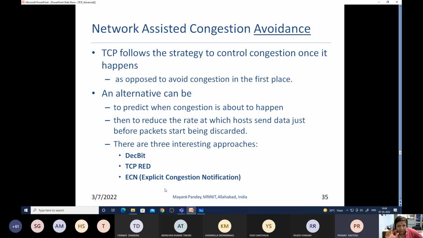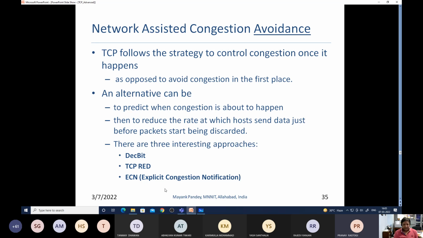TCP follows the strategy to control congestion once it happens. That is a reactive approach, as opposed to avoiding congestion in the first place. It would be better if you could predict that congestion is about to happen, and then before dropping the packet, somehow inform the sender to reduce its rate because congestion is about to happen. This is a wish list, and that is actually a more proactive approach.